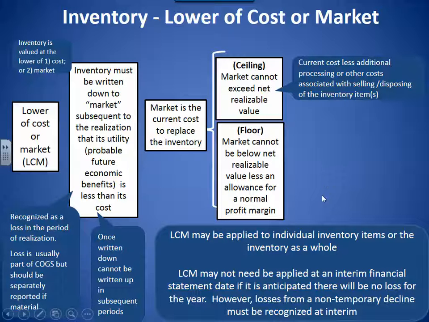It's also important to note that lower cost of market may be applied to individual inventory items or to inventory as a whole. And at interim dates, lower cost or market need not be applied if we expect that by year end there will be no loss due to lower cost of market. But if there are losses from a non-temporary type of decline, it does have to be recognized on an interim basis. Now, the best way to do this is to do an example for lower cost of market.